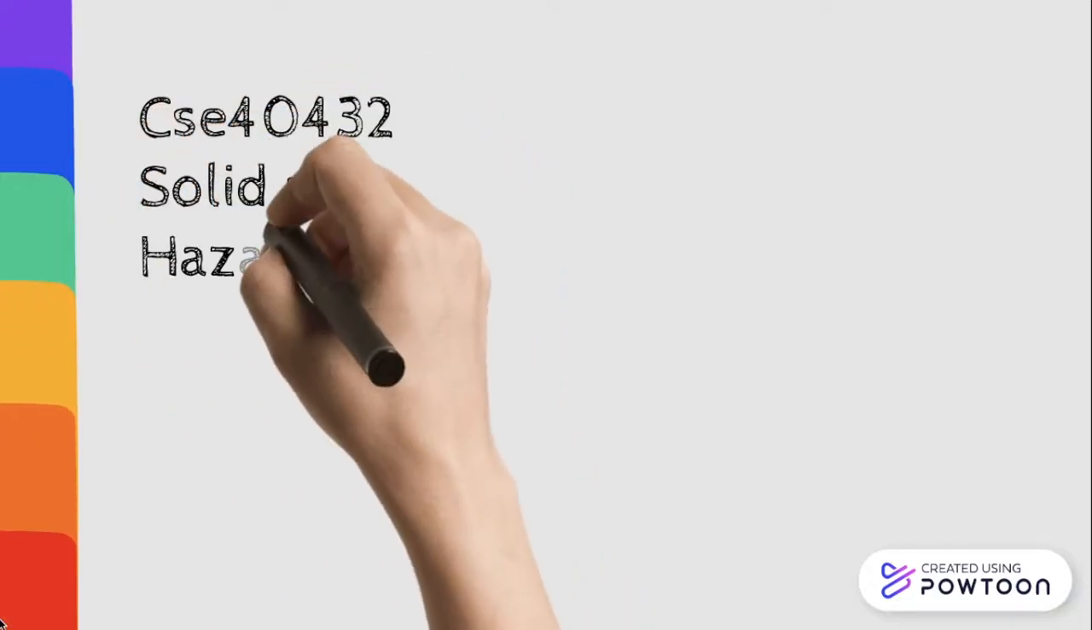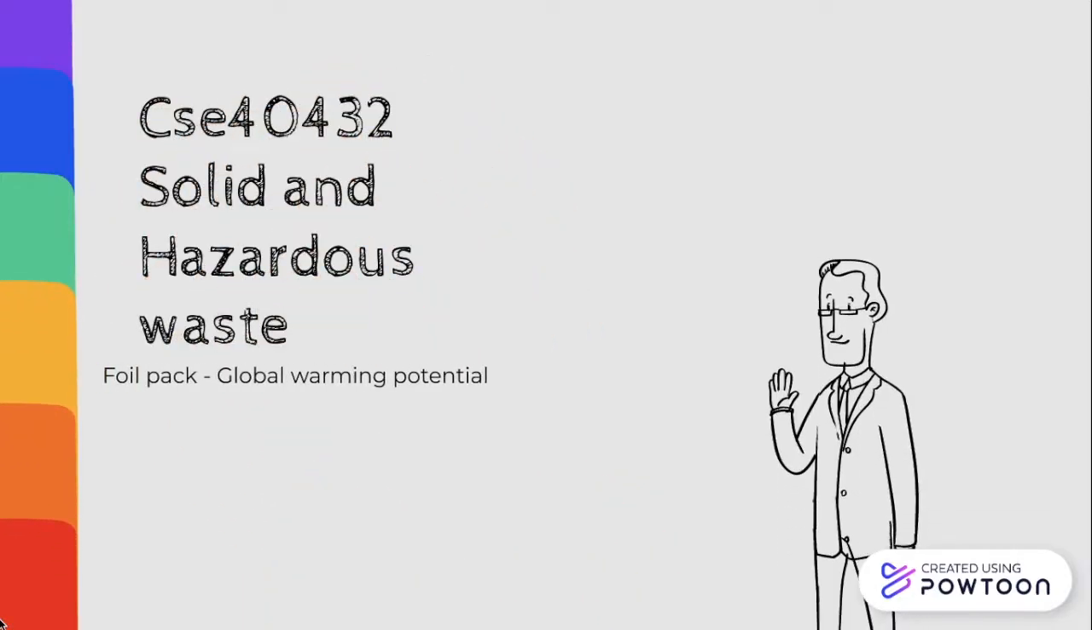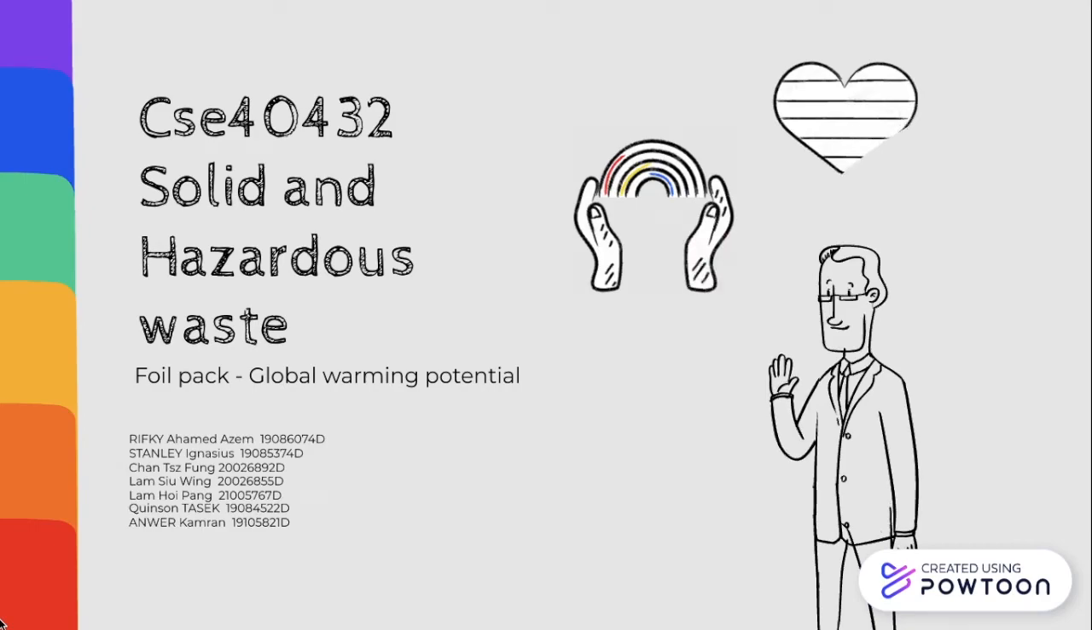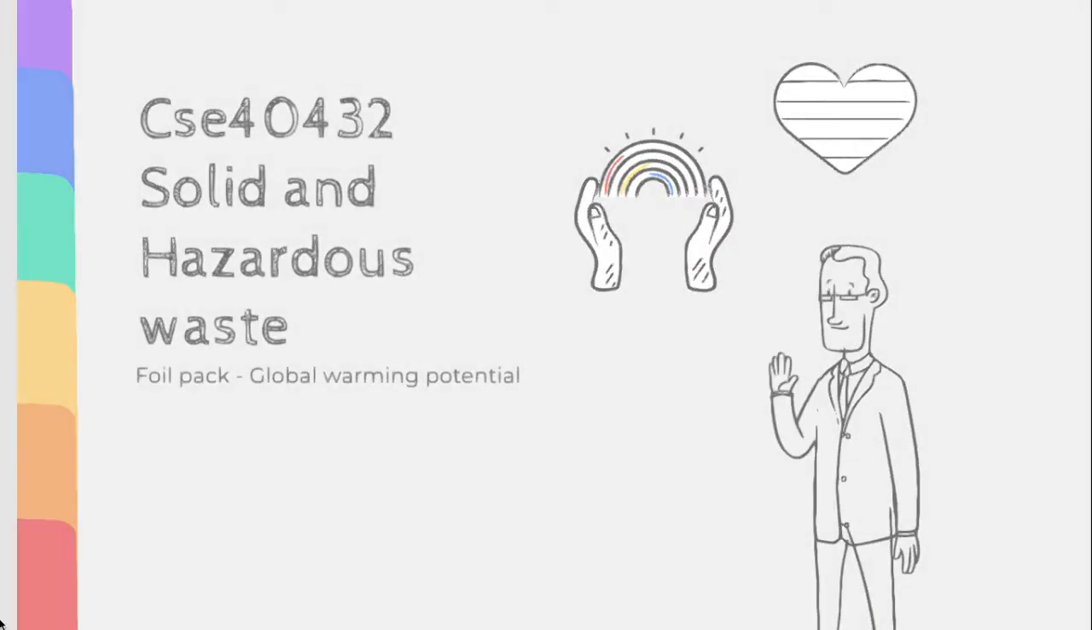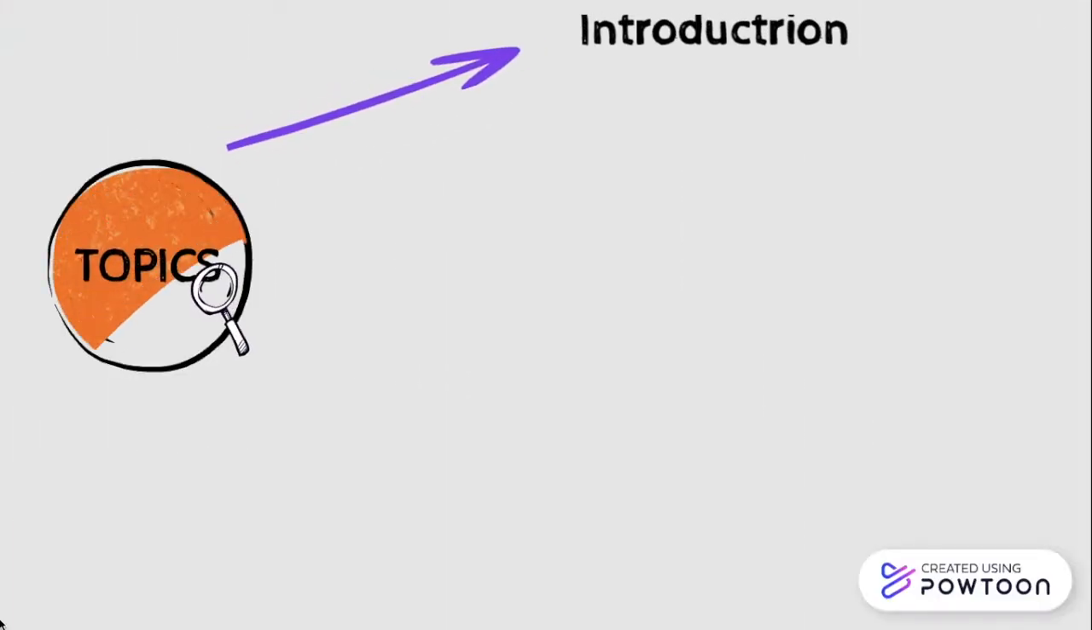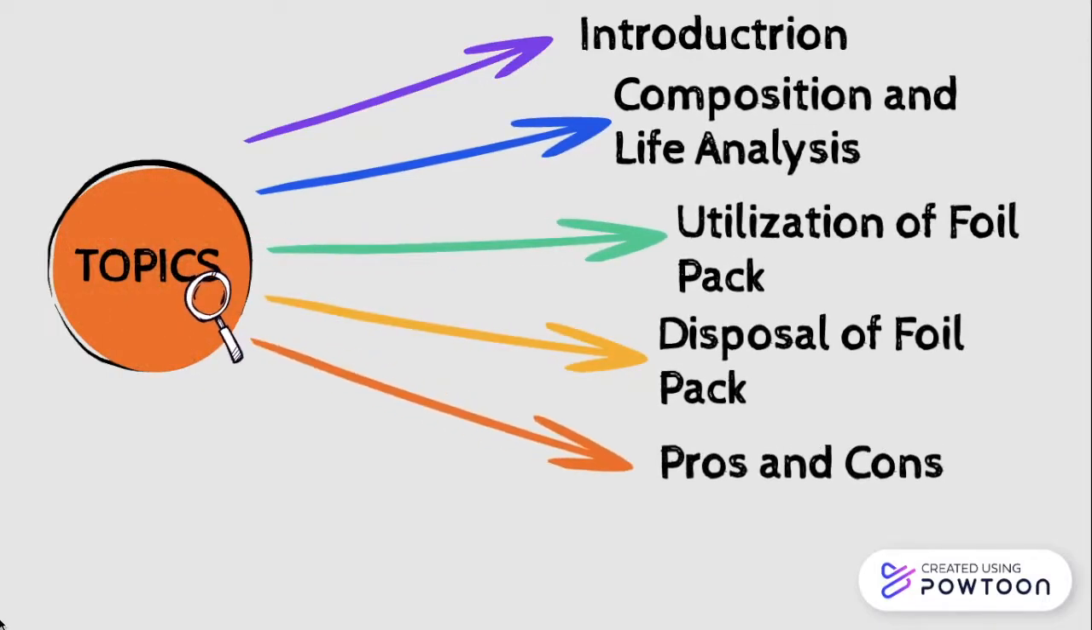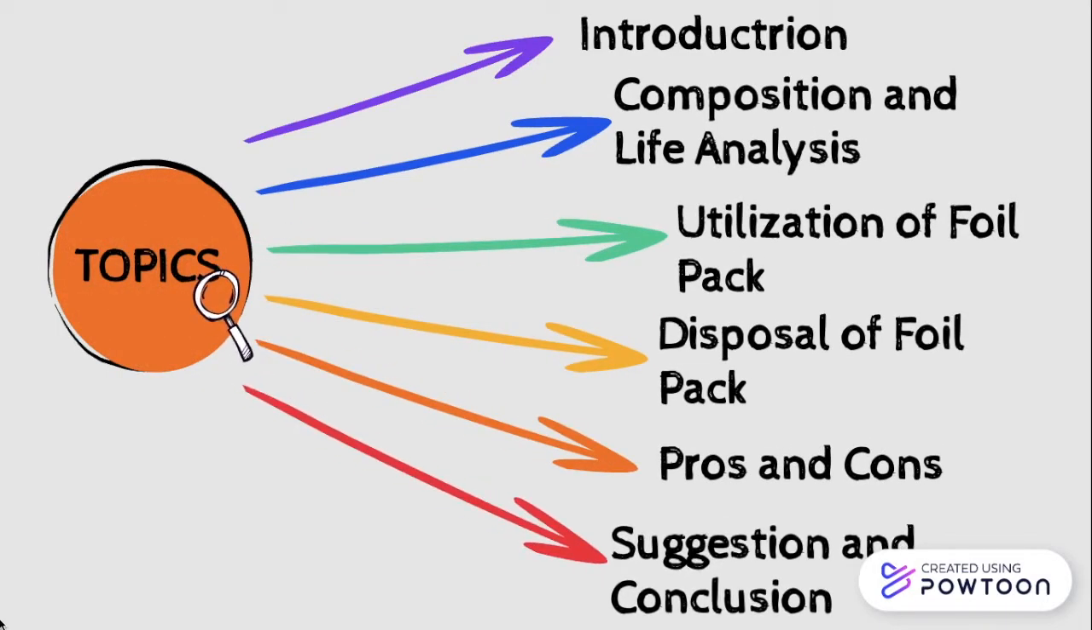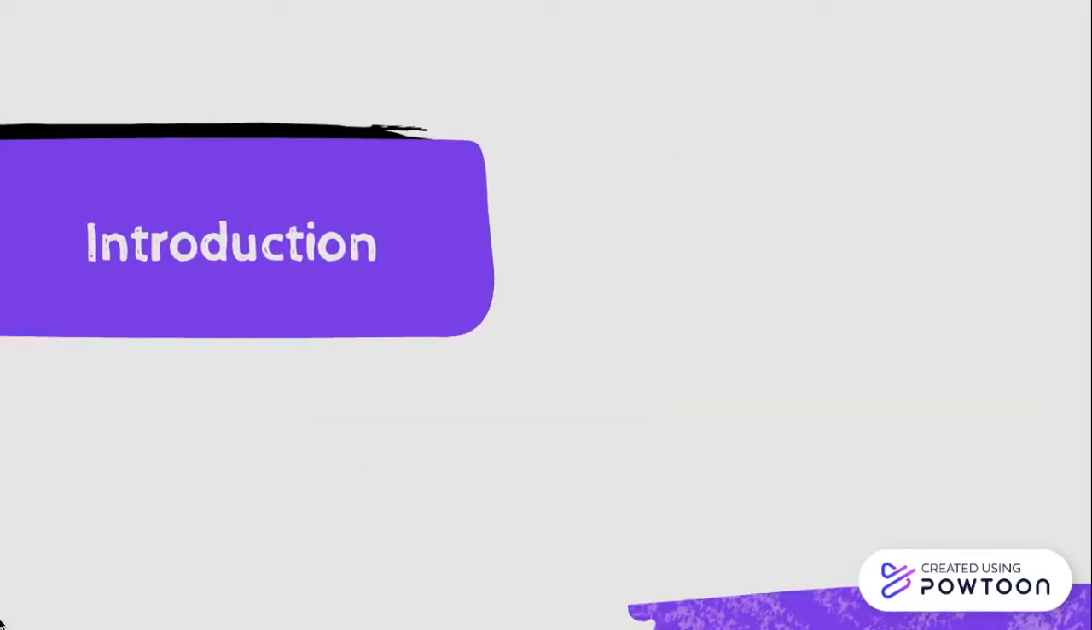Hi teacher and friends, today we will be discussing foil pack and global warming potential. This presentation is separated into 6 topics: introduction, composition and life analysis, utilization of foil pack, disposal of foil pack, pros and cons, and also suggestion and conclusion.